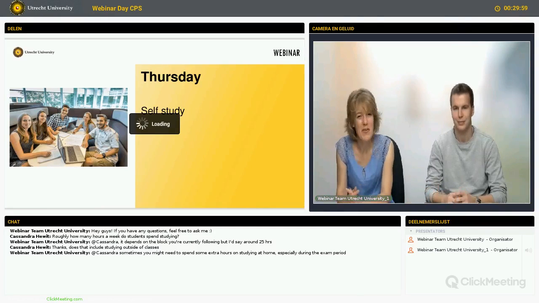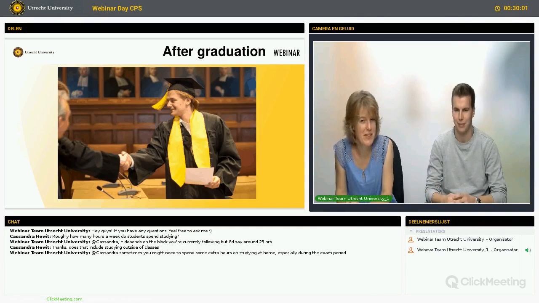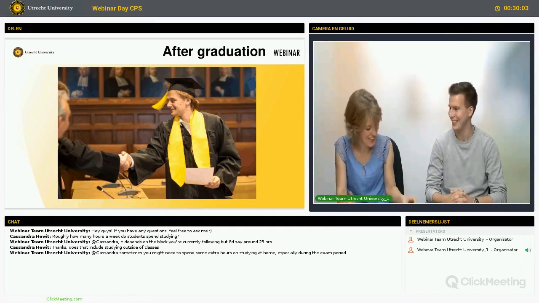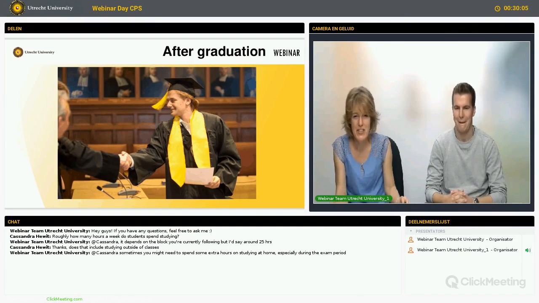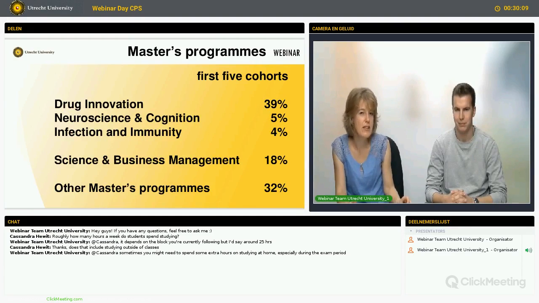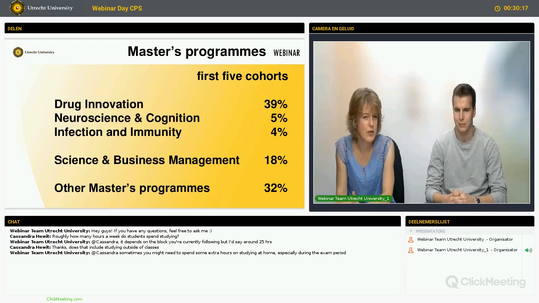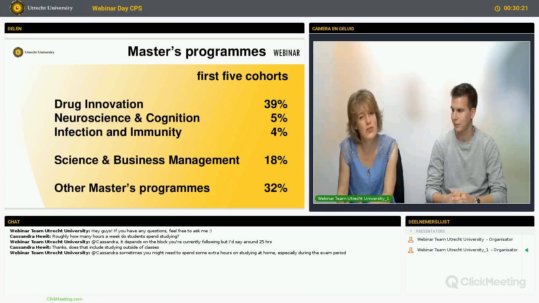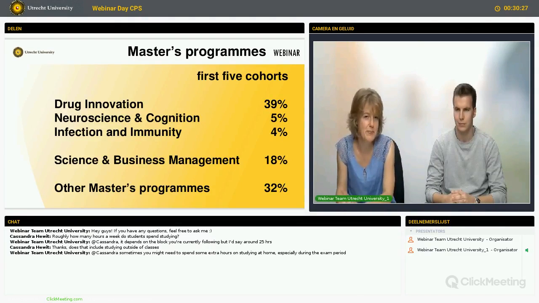So what would happen if you graduate from CPS after at least 3 years? I can imagine that you wonder what the next step is. Well, most of the CPS graduates, like 95%, continue with the master program. And for the first 5 cohorts that graduated from CPS, because CPS started in 2010, so people who started in 2015 graduated.